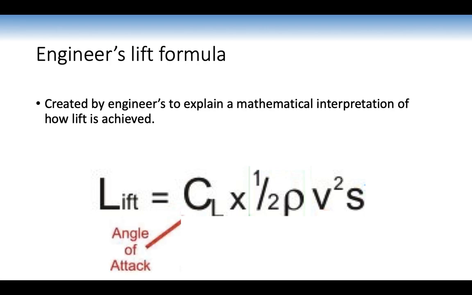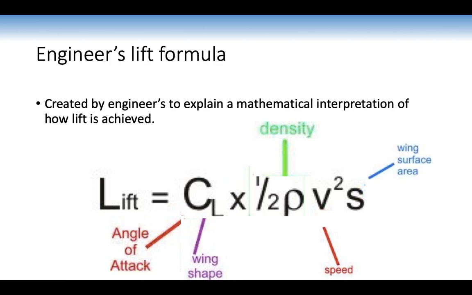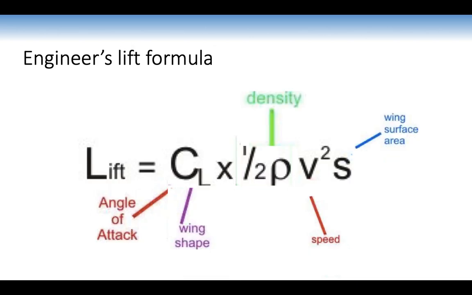So we've got angle of attack and wing shape, so camber. And the reason why the coefficient of lift is determined by camber is because camber can also affect our angle of attack. Then we've got half rho, which is air density. Rho is a Greek letter. Then we've got v squared. The reason why it's squared is because speed has a greater effect in terms of lift. So that's why we need to square it. And then S is for surface area.